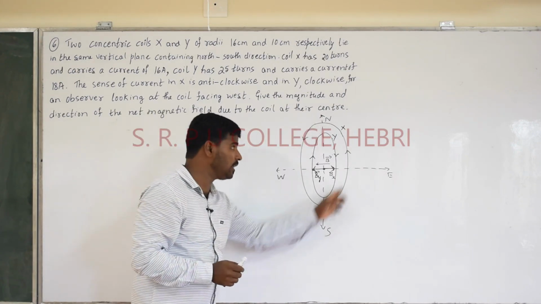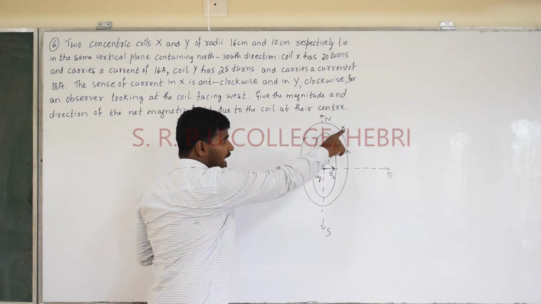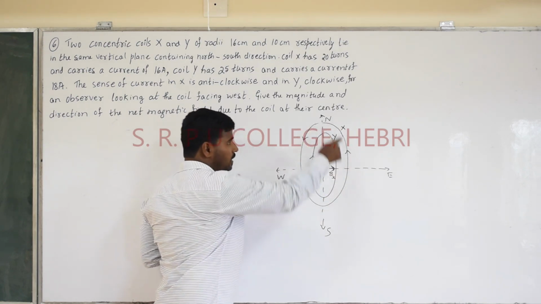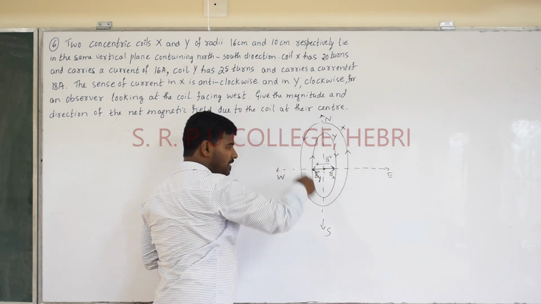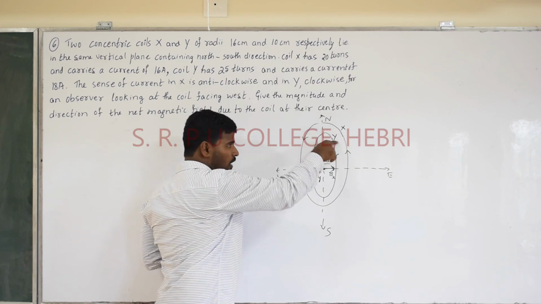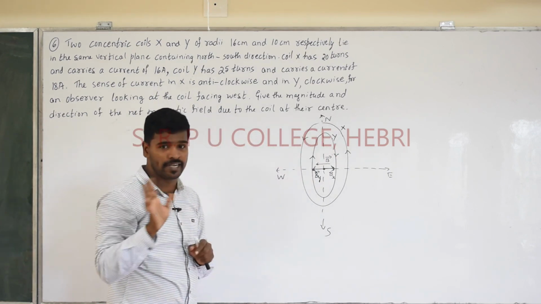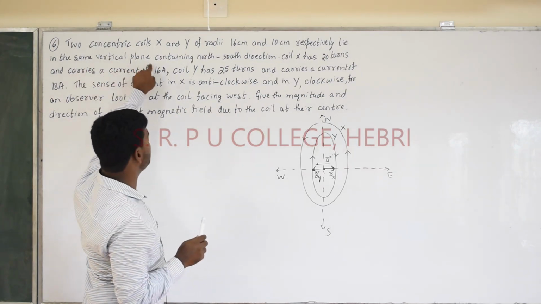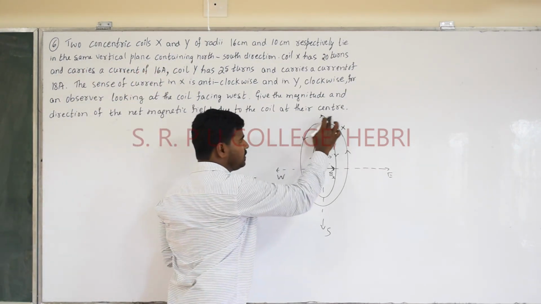Here we have taken two coils. The coil X has the greater radius, so it is the outermost coil, and in its inner region there is the coil Y. It has a radius of 10 centimeter. Is it clear? They lie in the same vertical plane containing the north-south direction.